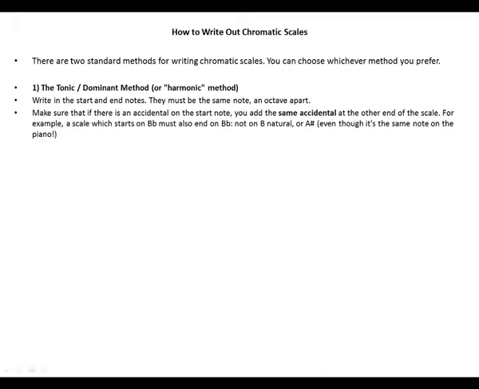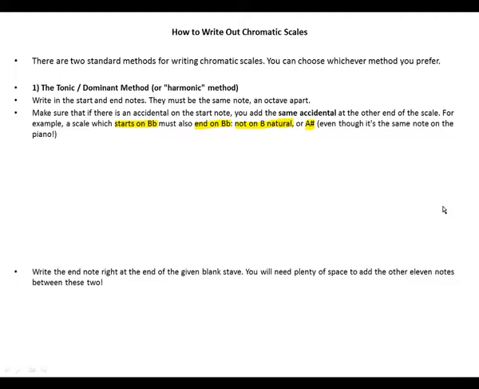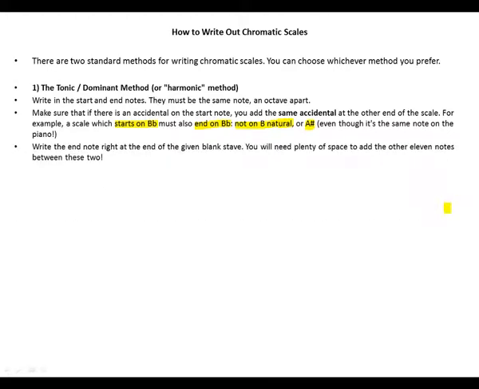Make sure that if there is an accidental on the start note, you add the same accidental on the other end of the scale. For example, a scale which starts on B flat must also end on B flat, not B natural or A sharp, even though it's the same note on the piano, but we can't write that. Then write the end note right at the end of the given blank stave. You will need plenty of space to add the other 11 notes between these two.